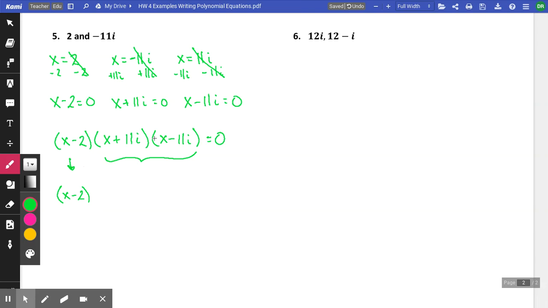Let's see what we get here. So we get x is going to multiply over. So we get x times x is x squared. And then x times minus 11i would be minus 11ix. And nothing else to distribute to, so we move to the 11i here. Multiply over. 11i times x is positive 11ix. And then 11i times a negative 11i is negative 121i squared.